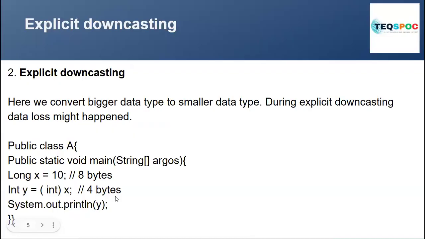Similarly, we have explicit downcasting. In explicit downcasting, we convert a bigger data type, like long of 8 bytes, into int of 4 bytes, means a bigger data type into a smaller data type. Then it is called explicit downcasting. And during explicit downcasting, data loss will happen. Okay, so let me show you.